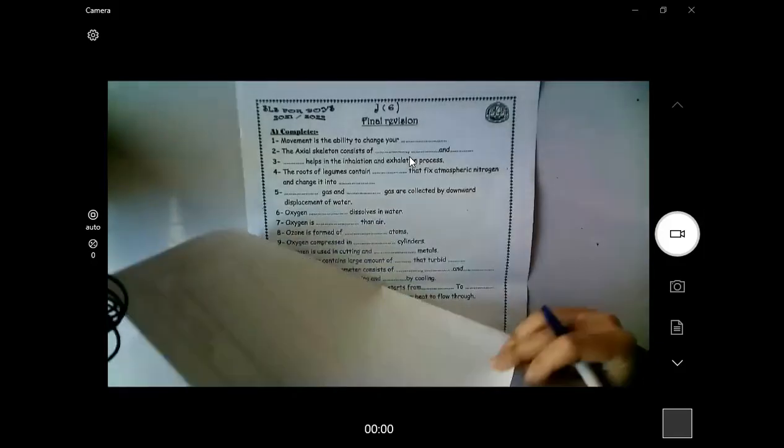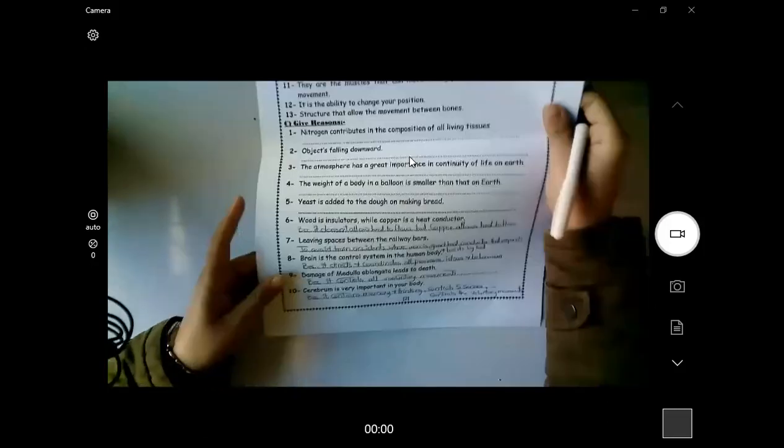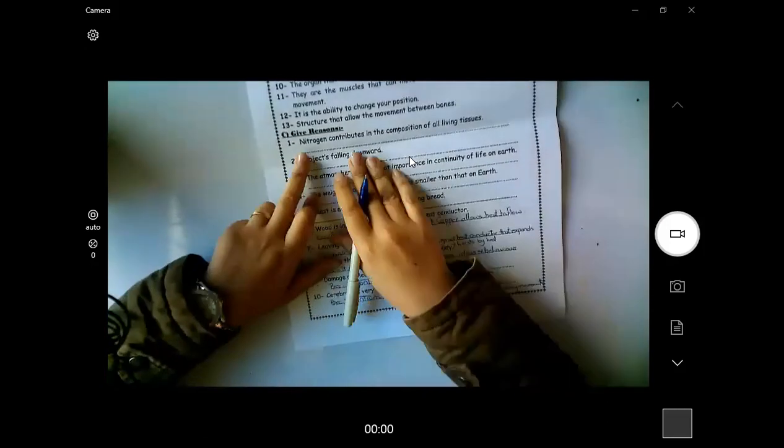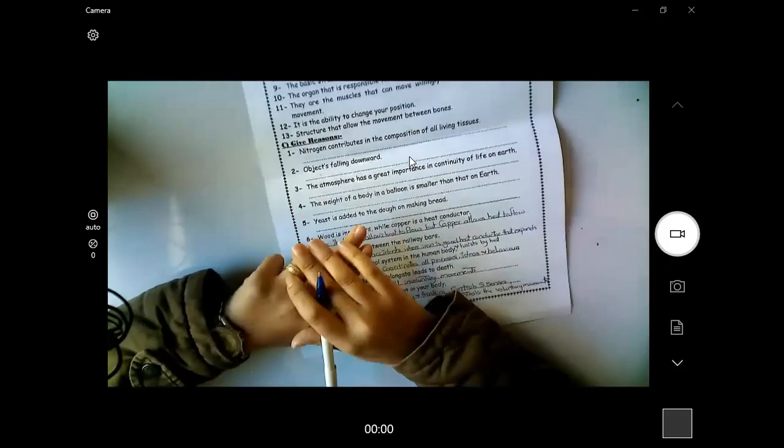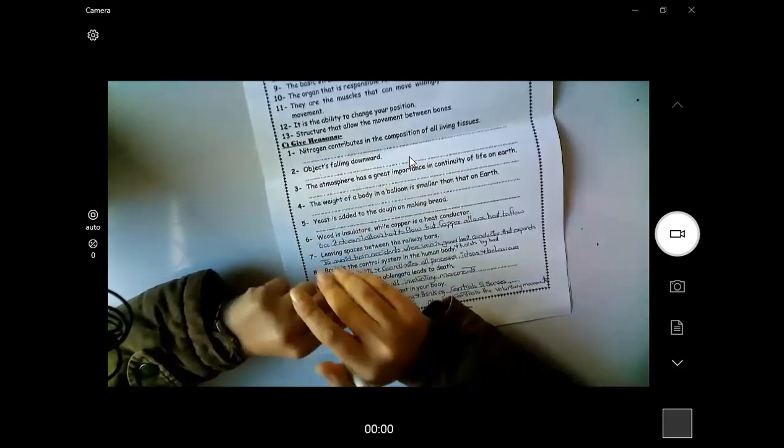Okay, final revision worksheet. Now I will start answering, give reason first. It's very important, so please pay attention.